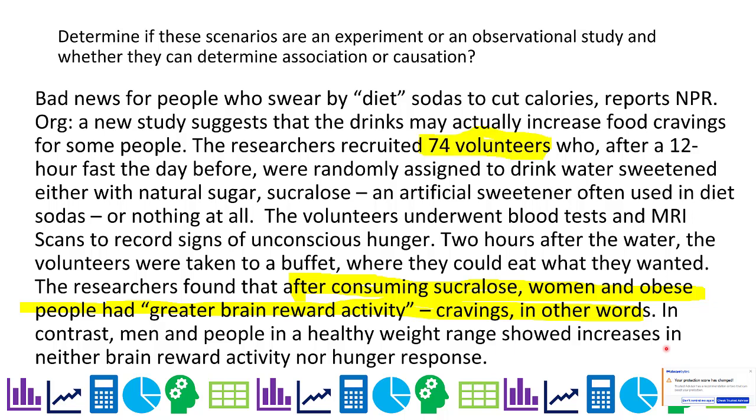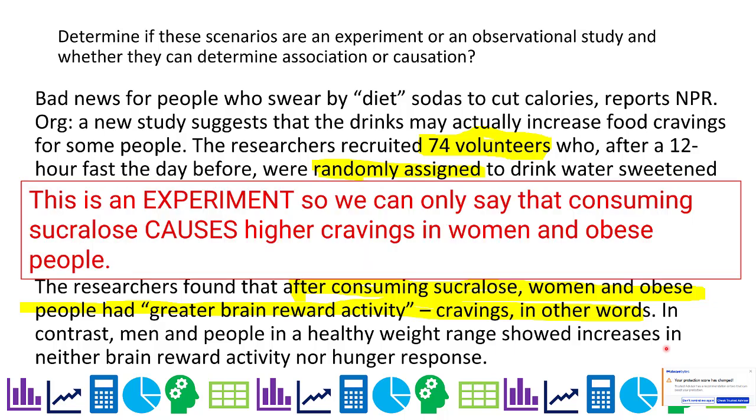So we had 74 volunteers, which means, by the way, you can only infer to people that are like people who participated in this study. We did randomly assign, so that's good. This is an experiment. So we can only say that consuming sucralose causes higher cravings in women and obese people, like those that participated in this study.